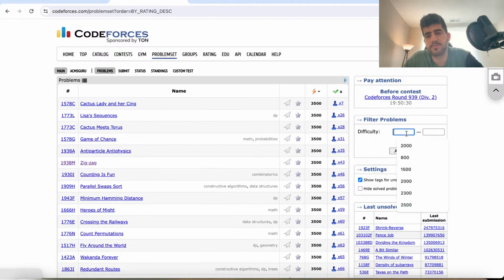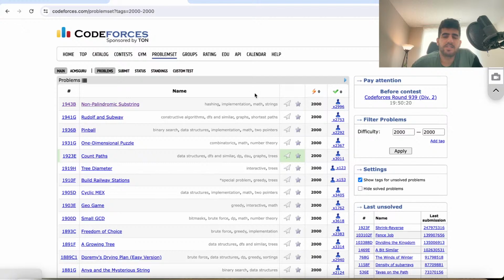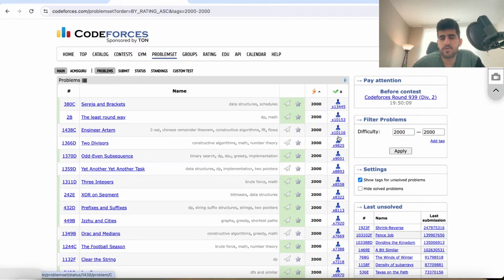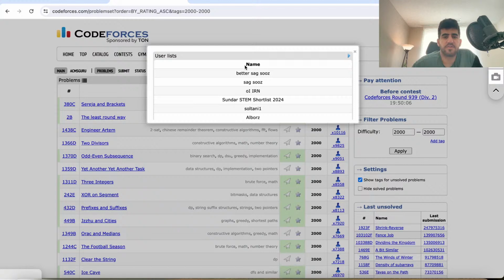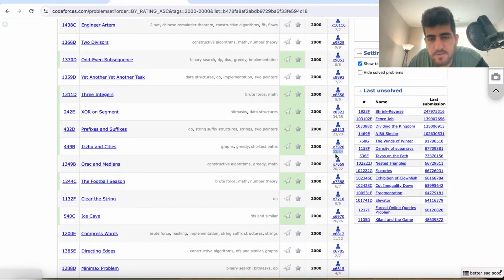let me search for a problem at 2000 difficulty. I also sort it so that with same difficulty, the ones with more solved will be first. And then I choose one of my lists. And after that, when it is loaded, in front of each problem, it shows me how many people have solved that problem. For example, I see that this is 33 from 34.